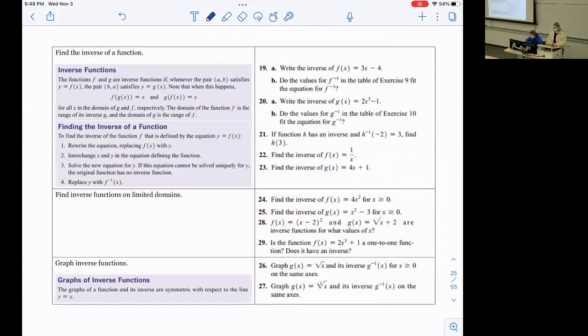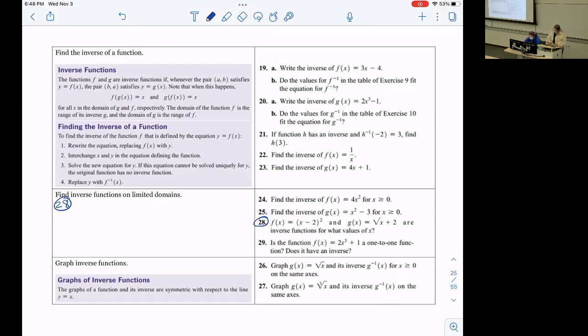Okay, find inverse functions on limited domains. We need to go over 24 through 29. Can we do 28? 28, sure. So f of x equals the quantity x minus 2 squared, and g of x equals radical x plus 2. They're inverse functions for what values of x?